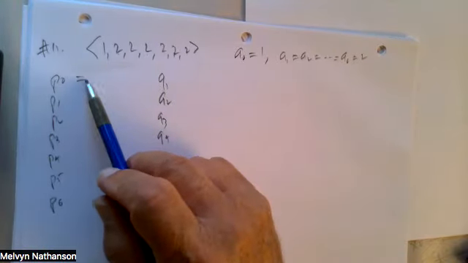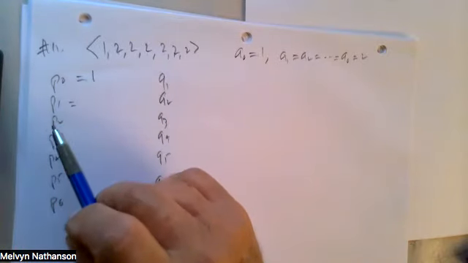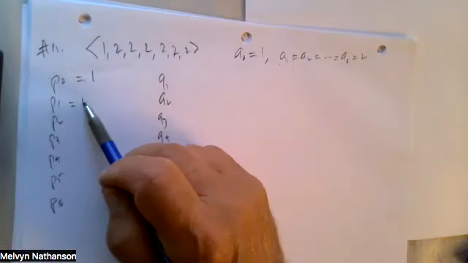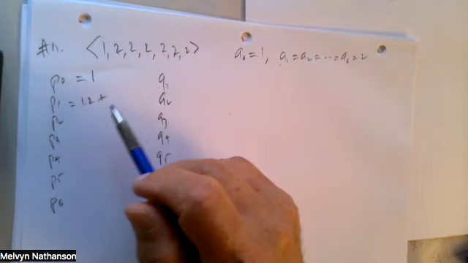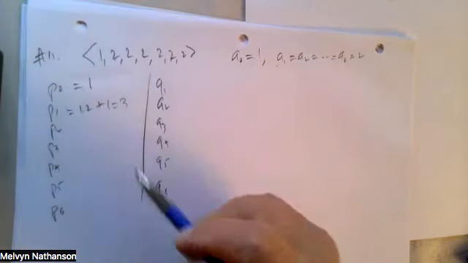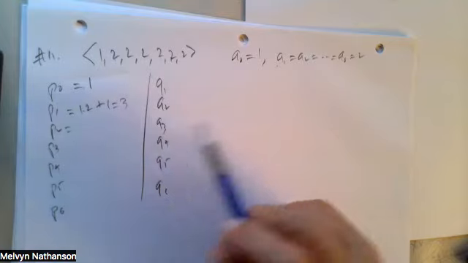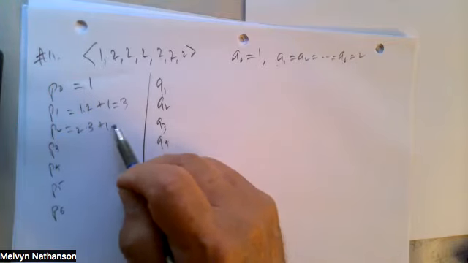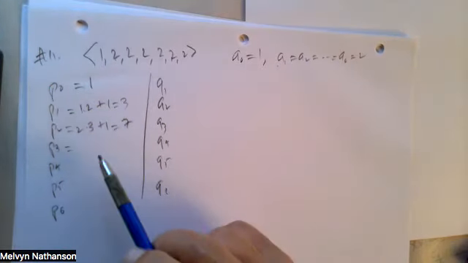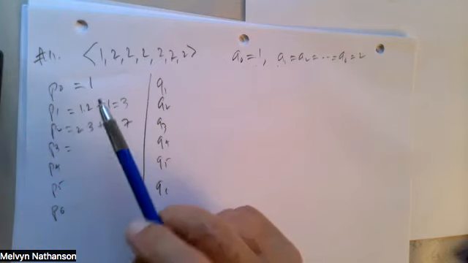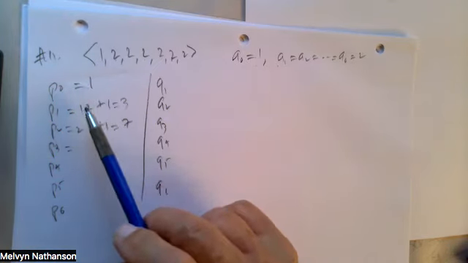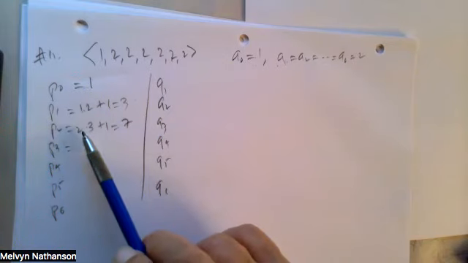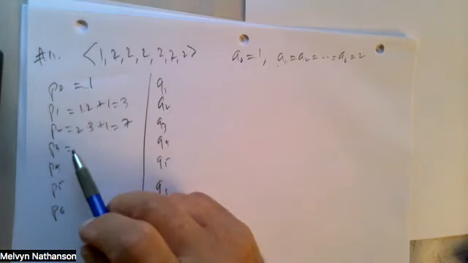So P0 is A0, is 1. P1 is A1 times A0, that's 2, plus P0, that's 3. P2 is A2 times P1 plus 1, which is 7. Right? Let me just double check that everything is right. So P0 is A0, is 1. P1 is A1 A0 plus 1, is 3. P2 is 2 times 3 plus 1.